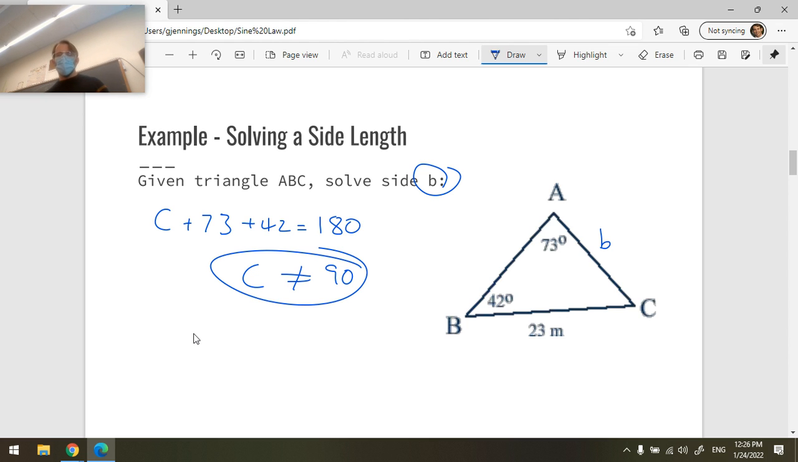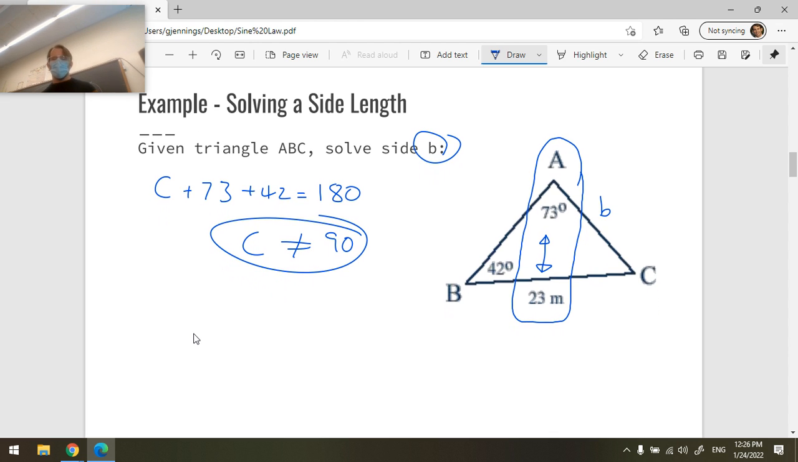So this is what we're looking for: can I use sine law? To use sine law, I need one of these related sides and angles. When I have this, then I will use sine law. When I don't, I will need cosine law, and I need to show up to class on Tuesday and learn cosine law. But for now, this is the question type that we can't answer.